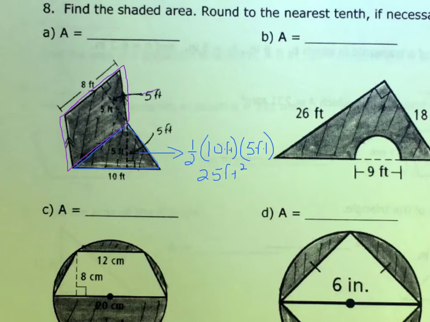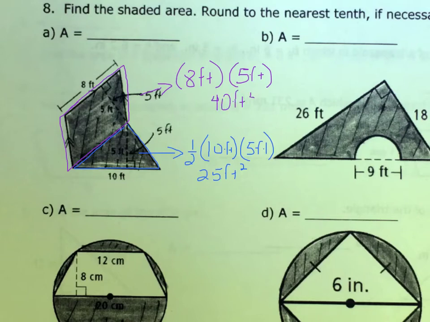And now for the second one, for the parallelogram, the formula is base times height. Base is what? 8 feet, and the height? 5. The height is always perpendicular to the base, so that would be 40. Yeah. So it's 40 square feet.